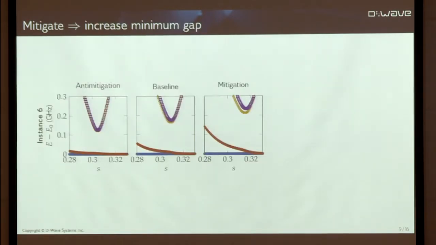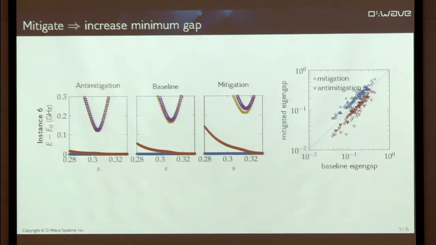We also want to make sure that we're growing the gap. So this is just an example. You're looking at the minimum eigengap. And because of the symmetry and the structure of these problems, we're going to look at the 3rd eigengap instead of the 1st eigengap, which you can see goes to 0. And we can look at this gap just for the baseline anneal schedule, for the mitigated annealing schedule, and for the opposite of the mitigation.